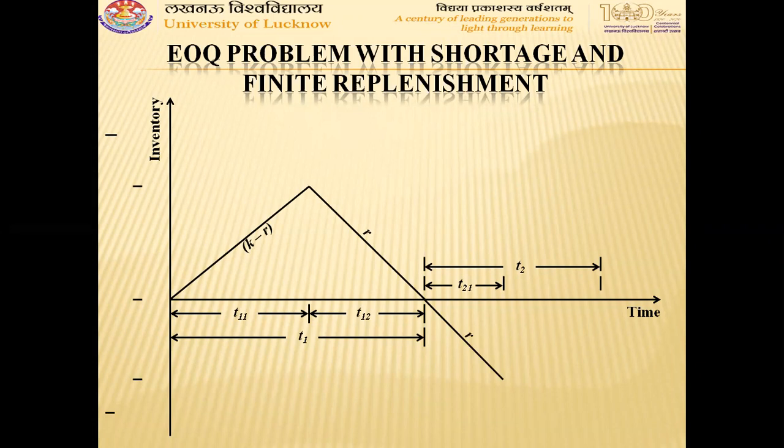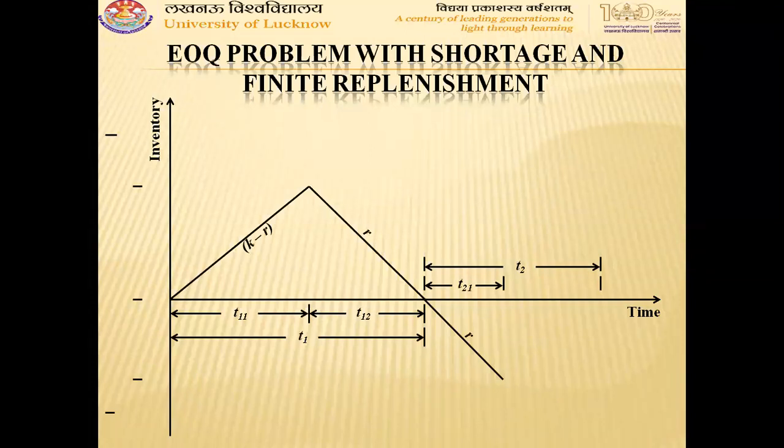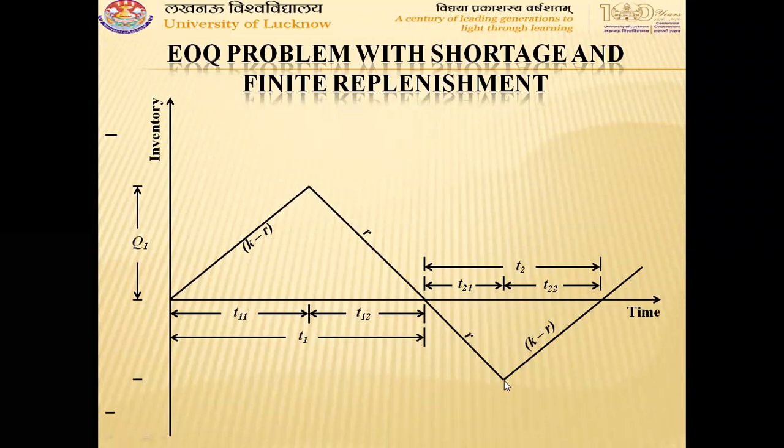When back orders reach a certain specified level Q2, then a new order is placed and production starts with finite rate K. Also, the consumption goes on with finite rate R, so back orders are fulfilled with rate K minus R during time T2. Now, this level will be Q1 and this level will be Q2.